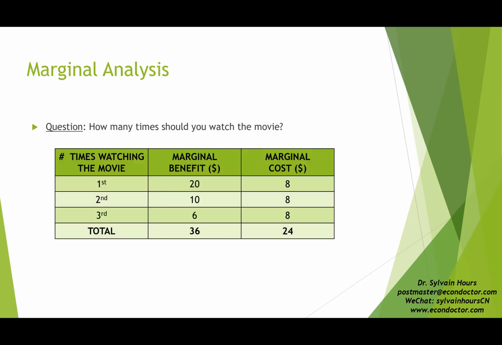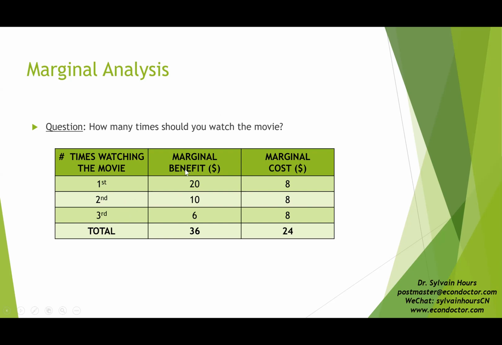How about this? I actually took this example from an AP textbook. So I don't know if some of you teach AP economics, but I liked this example. So I stole it from the book. Sorry, I didn't include the reference. So we have data about the marginal benefit of watching the same movie. You watch the movie for the first time, second time, third time. You have the marginal benefit and you have the marginal cost. And the question is simple: how many times should you watch the movie?